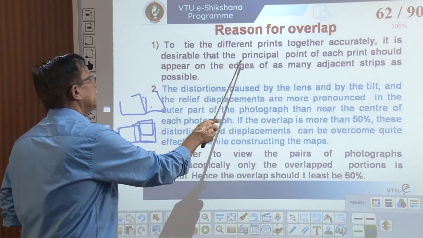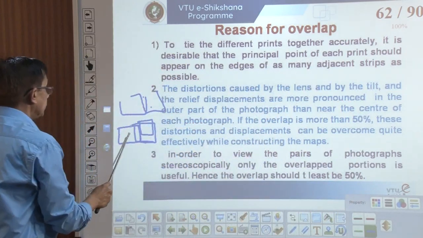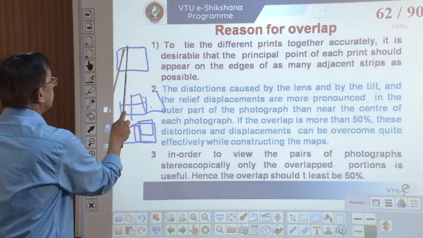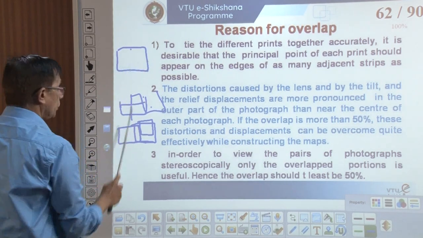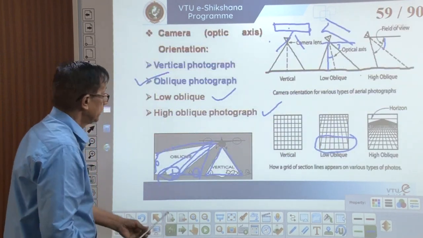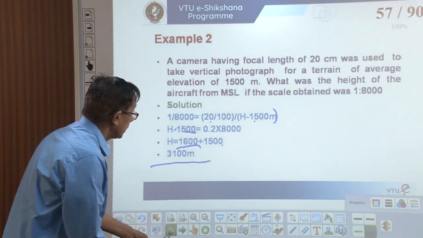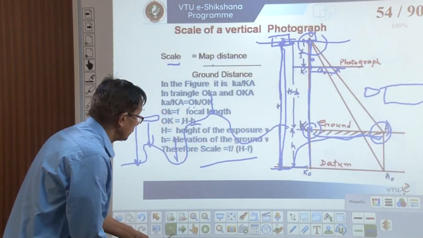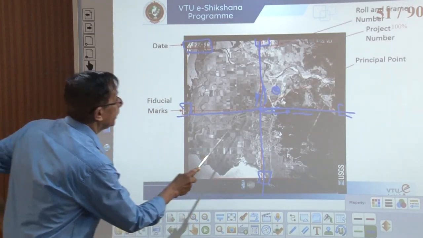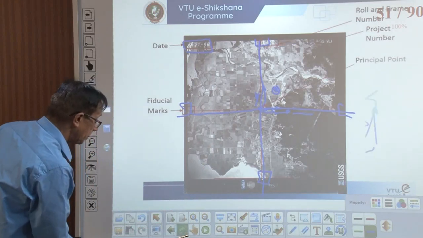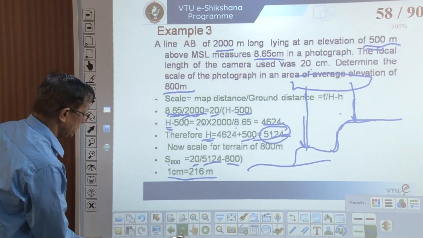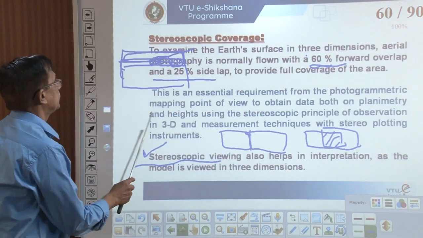It is desirable that the principal point of each photograph be visible. This is the principal point. Just now we mentioned these are the points on the photograph we have called fiducial marks. So this is a fiducial mark, and this is the principal point. That principal point should be seen in several photographs accurately. Then I can stitch different photographs and get a three-dimensional view.